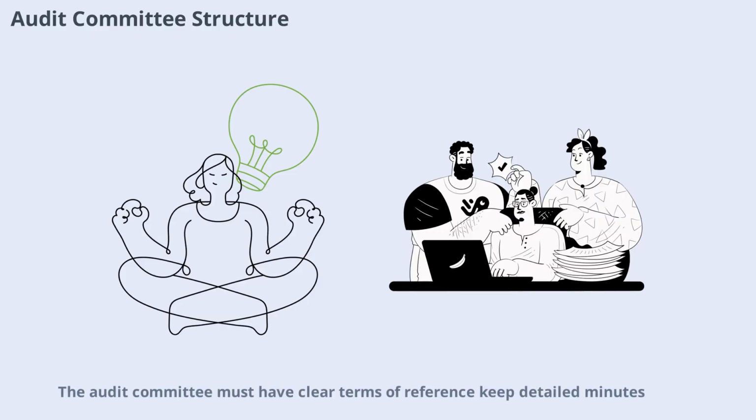The audit committee must have clear terms of reference, keep detailed minutes, and ensure no former audit firm partners serve as members within 2 years of leaving the firm. The committee oversees auditor independence, reviews financial statements, and monitors internal controls. Sufficient resources must be provided for the committee to perform its duties effectively.